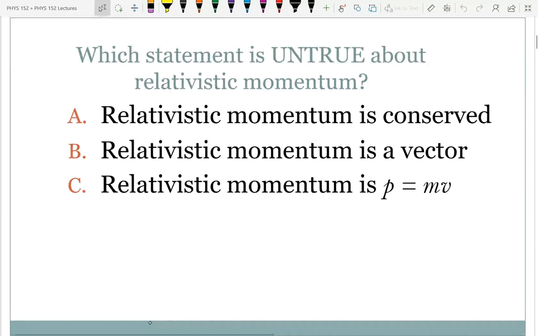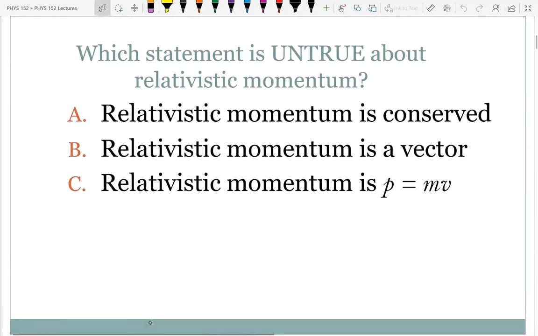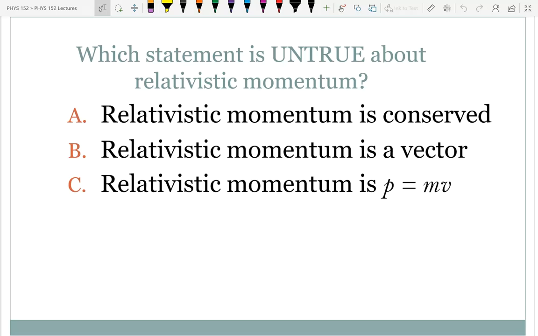So let's start the day with a clicker question. Which statement is not true about relativistic momentum? So two of these are correct statements, one is untrue. And I'll put the vector sign, it still would be correct without it, but this is more correct with it. Well, that's stupid of me now, isn't it?